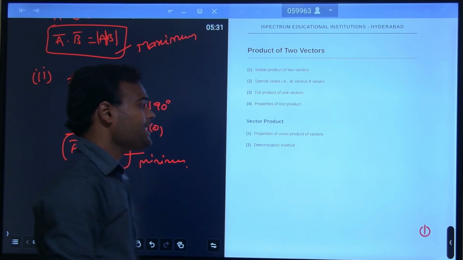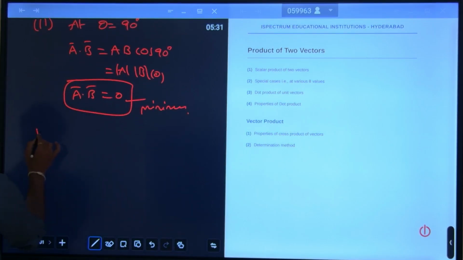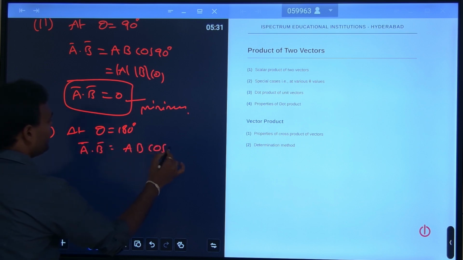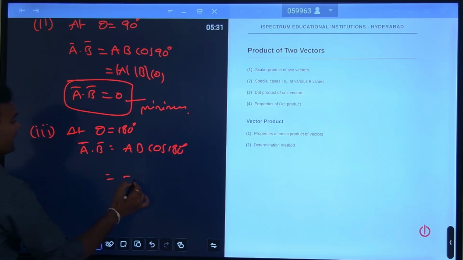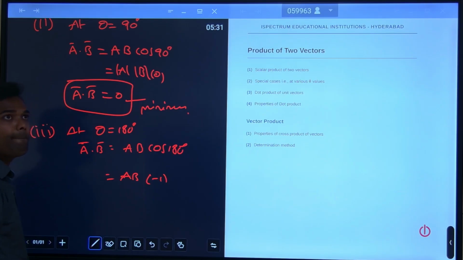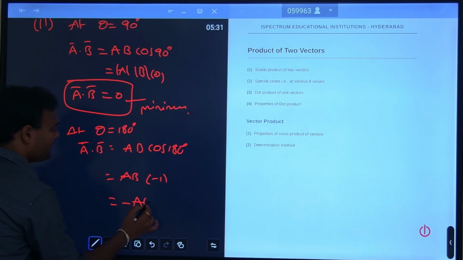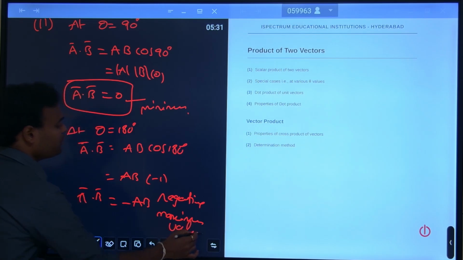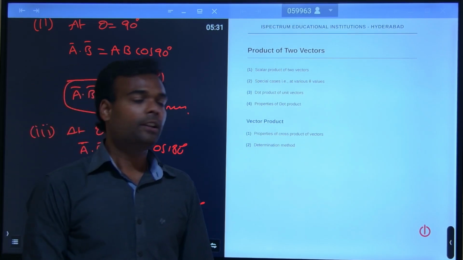Let us see the third case. If theta is equal to 180 degrees, a dot b is equal to ab cos 180, that is ab into minus 1, is equal to minus ab, and this is the negative maximum value.